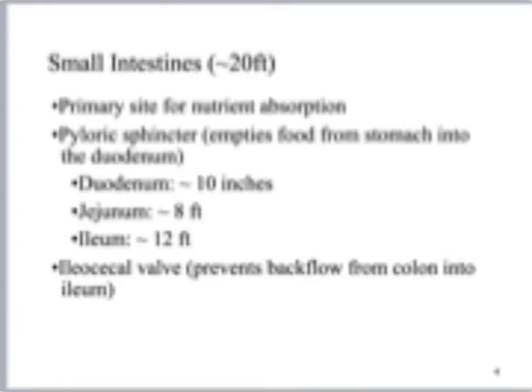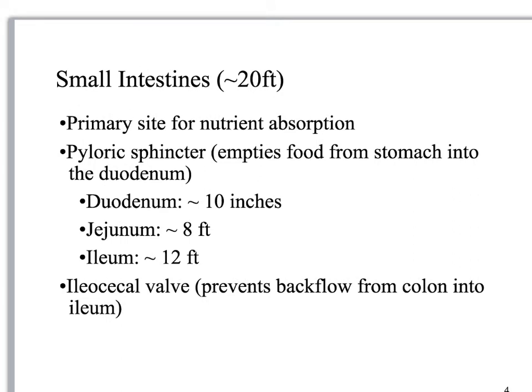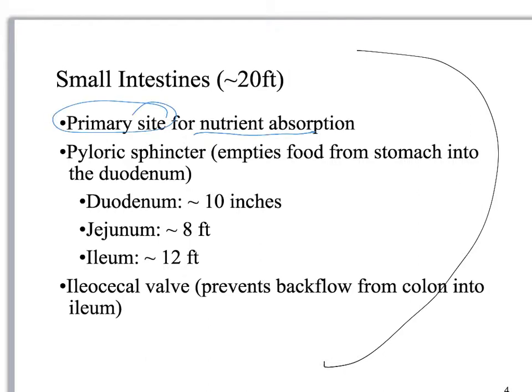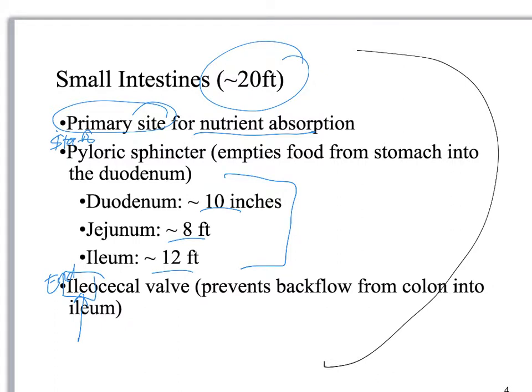All right, so your obligatory note slide right here. Know everything, all right? Nutrient absorption, primary site. You need to know that it starts at the pyloric sphincter and it's going to end at the ileocecal valve. Notice the spelling on this, that I is important, okay? You want to know the three parts, how long they are in a dead body. This is a dead person's length. It's a little bit shorter in a living person because of muscle tone. All right, next slide.